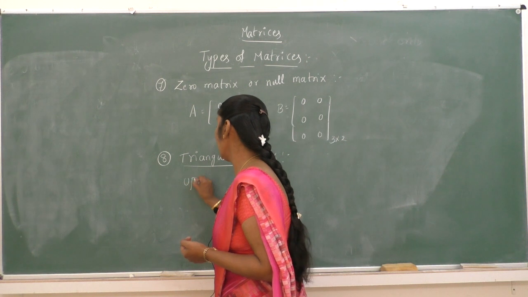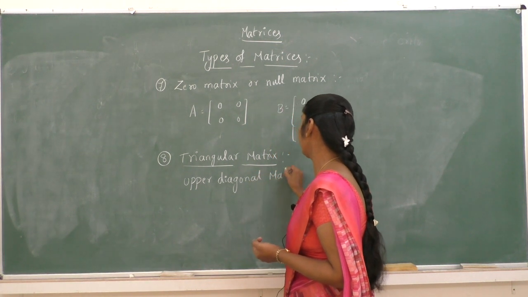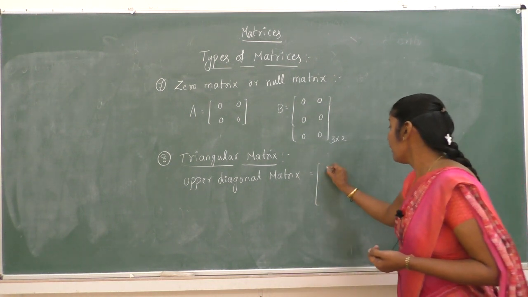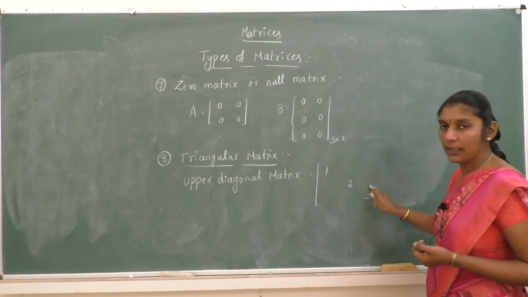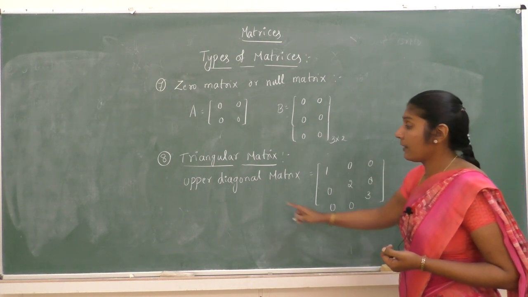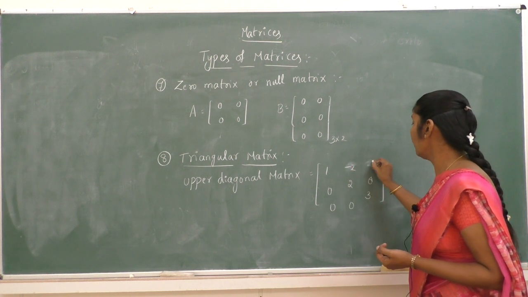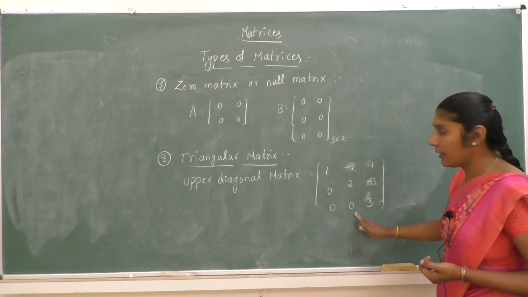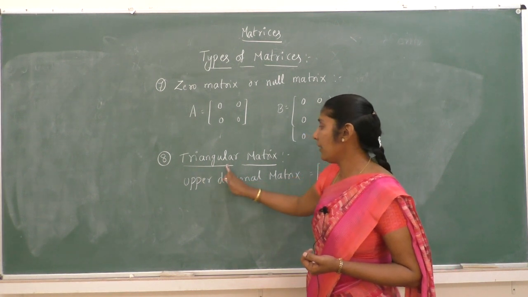What do you mean by upper diagonal matrix, or upper triangular matrix? Take [1, 2, 3] as a diagonal matrix, in which the other values are zeros. In an upper diagonal matrix, the elements above the diagonal are minus 2, minus 1, minus 3. Upper diagonal elements are there and lower diagonal elements are equal to 0. This type of matrix is called an upper diagonal matrix or upper triangular matrix.